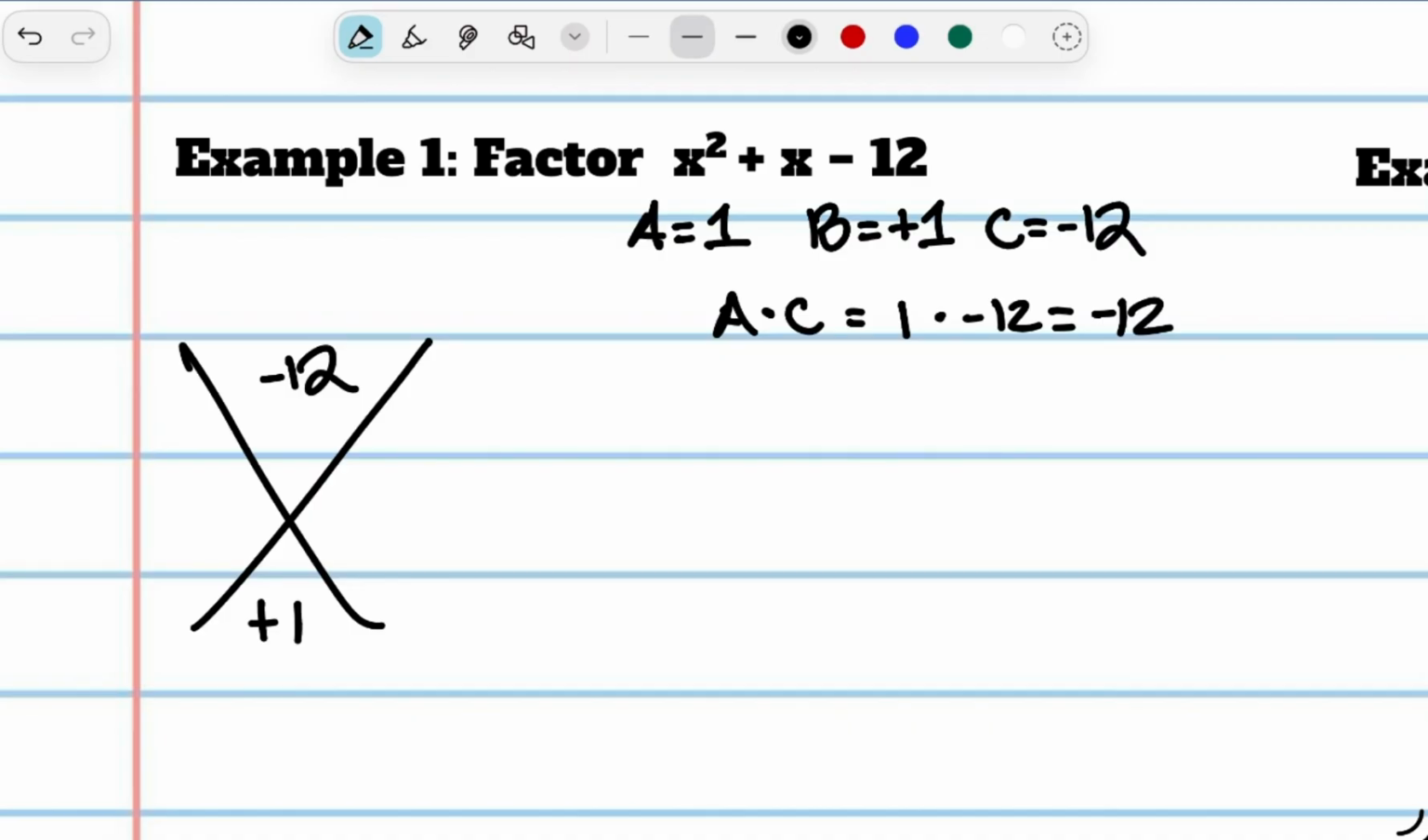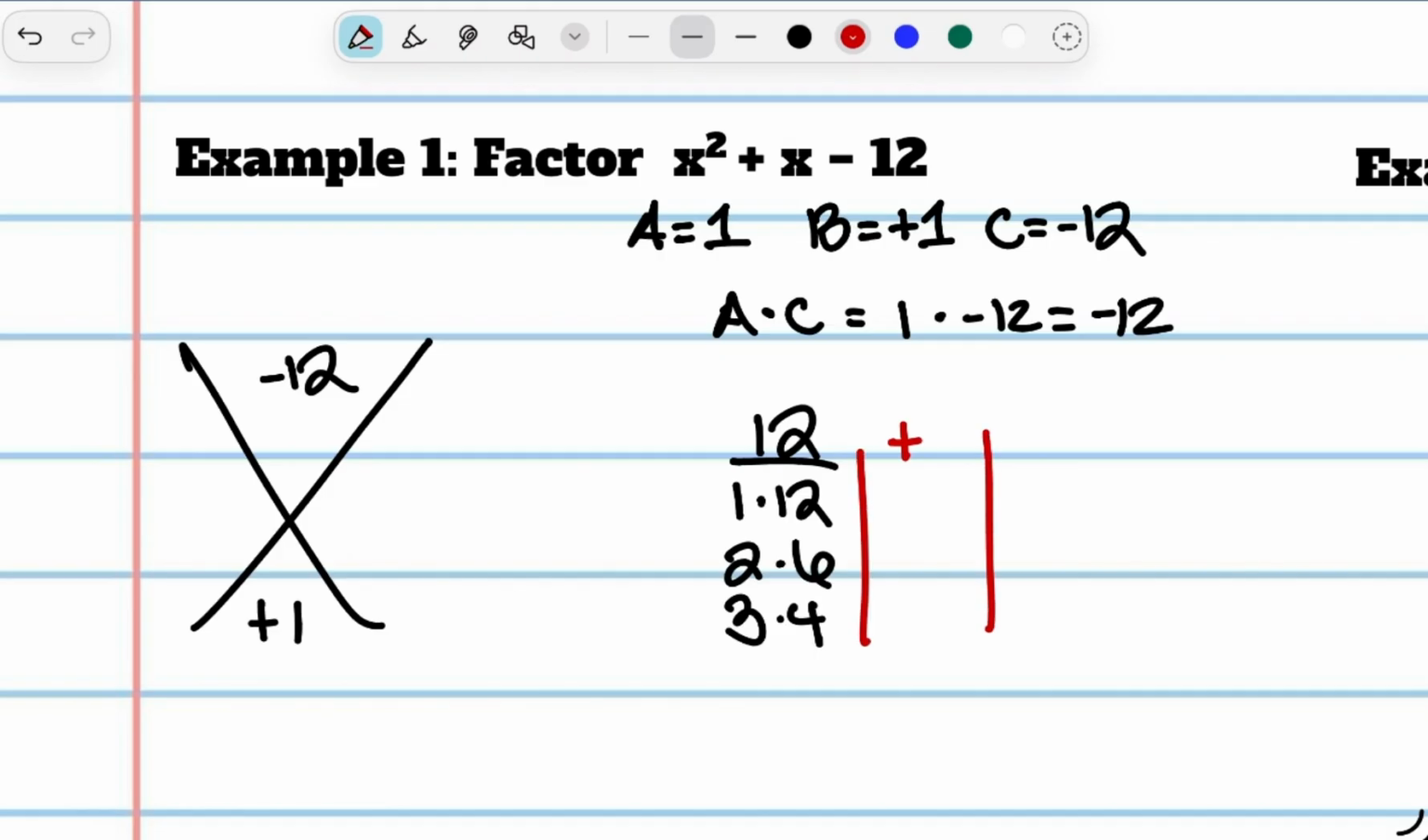Now that we have our x set up, we need to find two numbers that can multiply to be the top, which is negative 12, and then add or subtract to be positive 1. So in order to do that, what we have to do is find all of the times tables of 12. So if we go through that, we know we got 1 times 12, we got 2 times 6, and 3 times 4. Now with those, we need to see which one we can either add or subtract to give us 1. So we're going to set up a little table right beside our factors. One column is going to be positive, the other column is going to be minus.